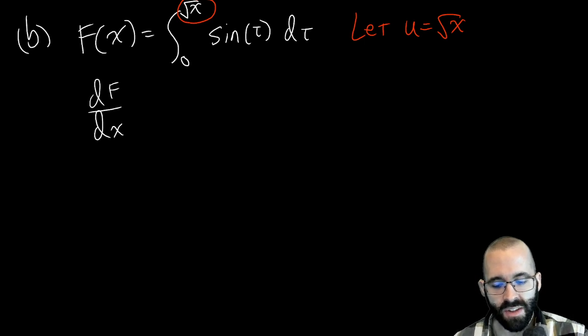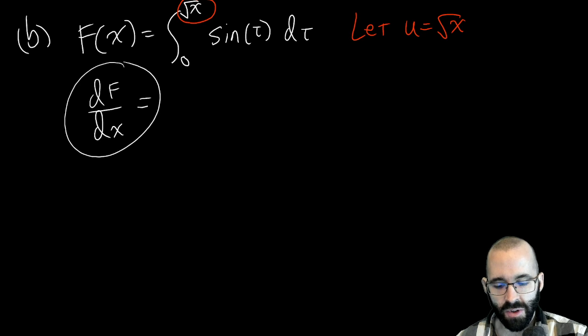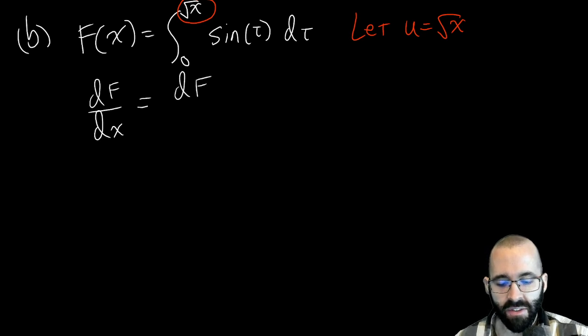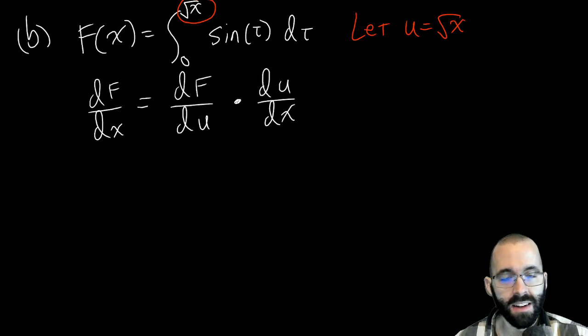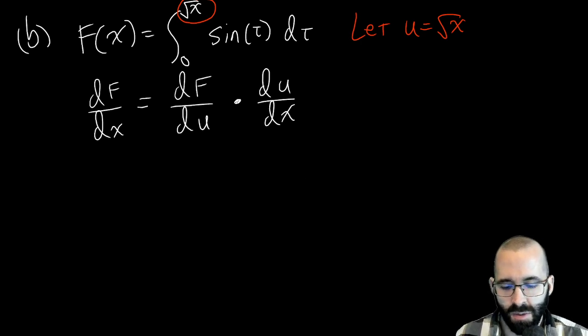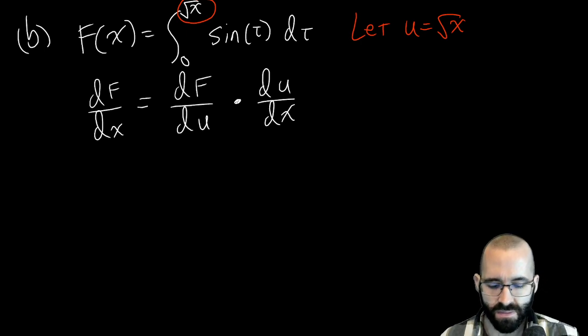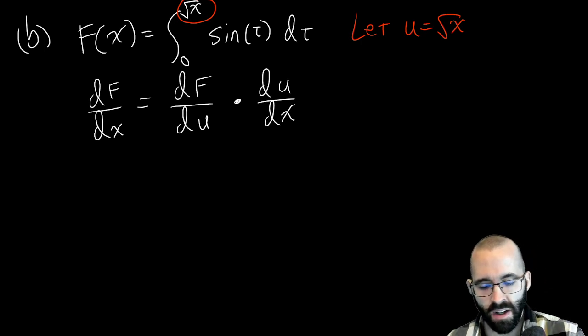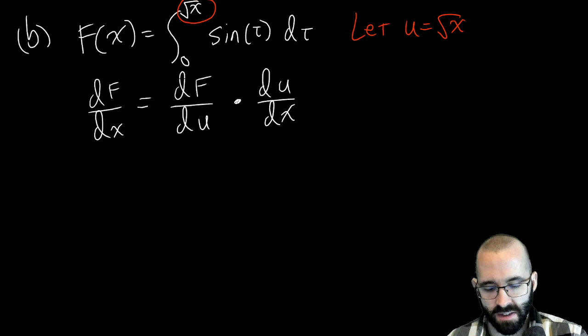Well, if we use something with u, that's the chain rule. The derivative of f with respect to x is the derivative of f with respect to u times the derivative of u with respect to x. One formulation of the chain rule. And again, a lot of people don't prefer Leibniz notation, so this may look a little bit weird, but let's just look at what this is. Go off to the side.